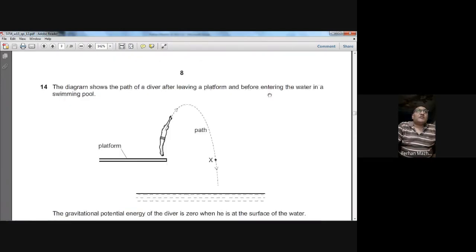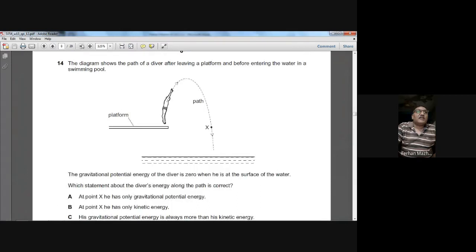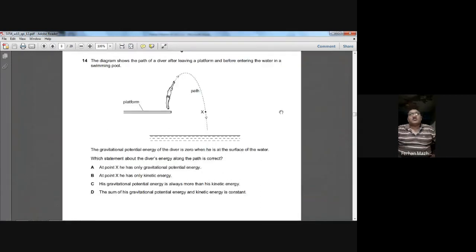Okay, so we are moving to the next question, which is question number 14, and it is on your screen. Let me reduce the size. Yeah, question number 14 is on your screen, everybody.